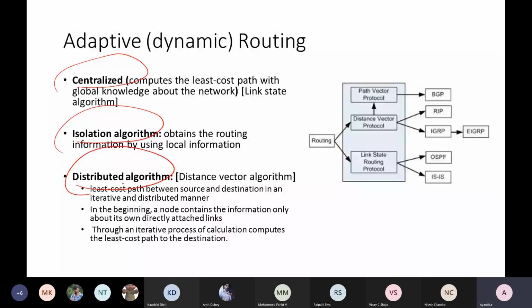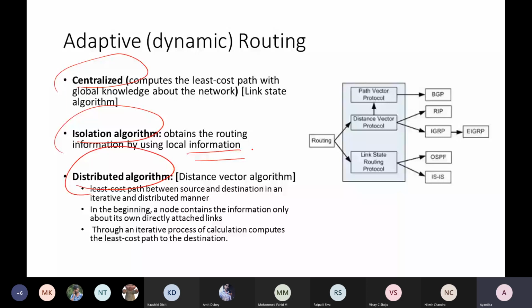On the contrary, as the name suggests, in case of the isolation algorithm, we obtain the routing information for a smaller part of the network, which we can consider as local information. Based on that, we proceed to form the actual routing table. In the distributed algorithm, what happens?